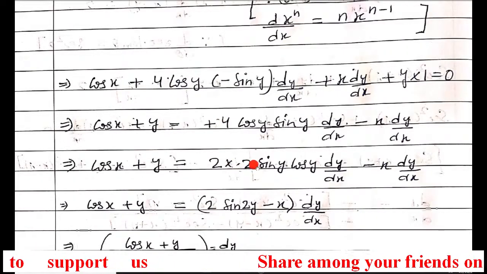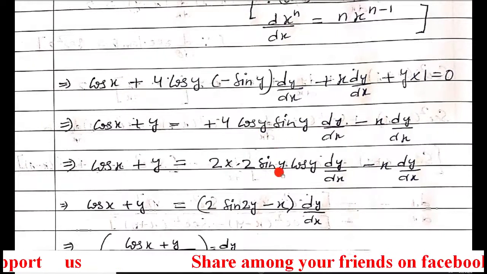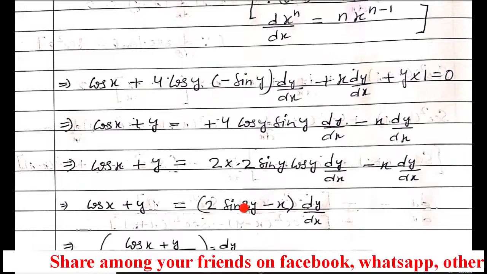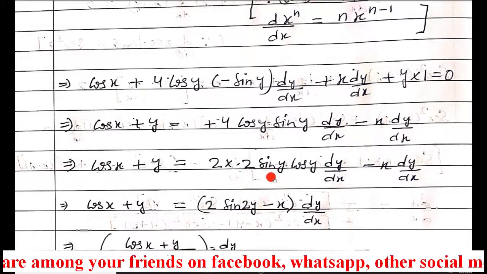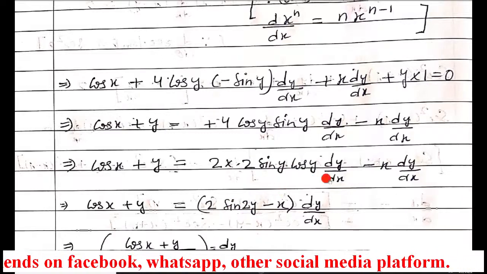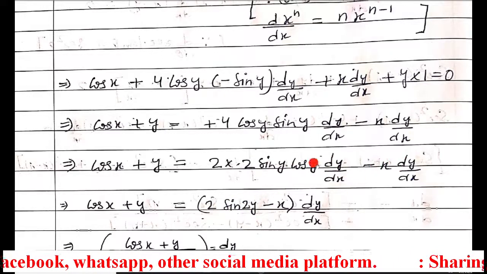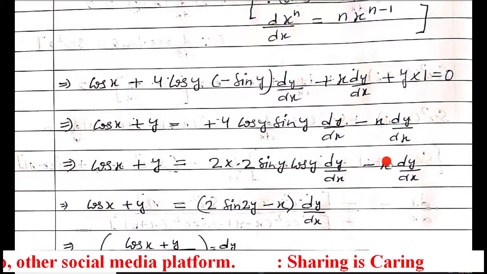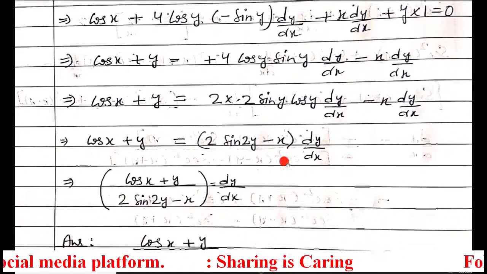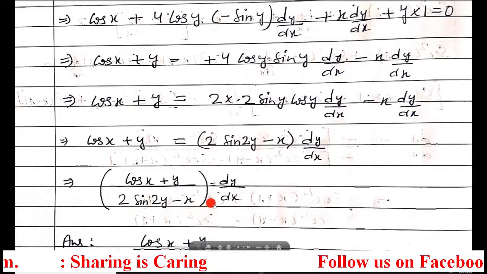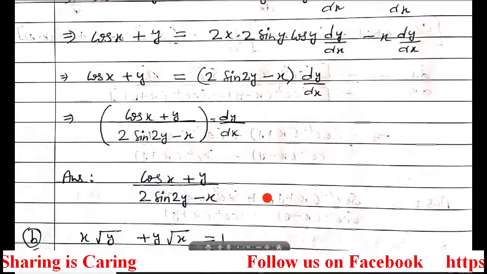Now this 4 is split again as 2 into 2 because we can bring them into the form of 2 sin y cos y, that is sin 2y. It's the formula of sin 2 theta. So from 2 sin y cos y we obtain sin 2y. Then take dy over dx common. So this 2 as it is, and from here to here it is sin 2y, and this x as it is. Now this bracket is multiplied with dy over dx, so it will go into the denominator. So this first part is completed.